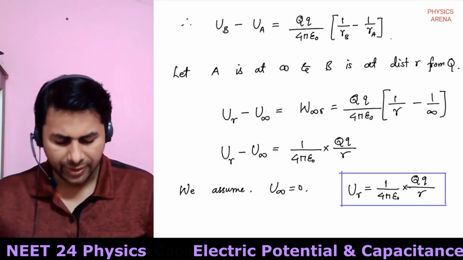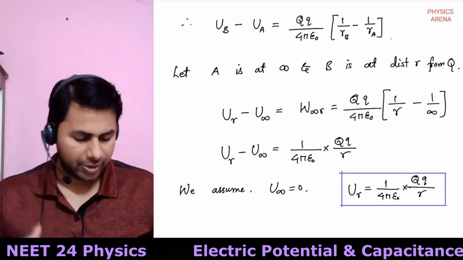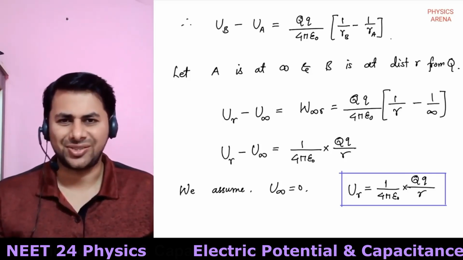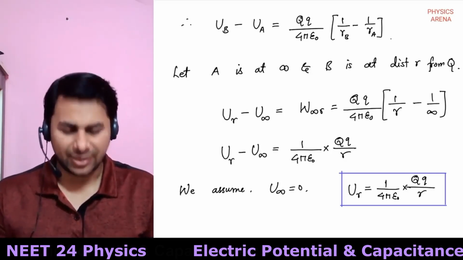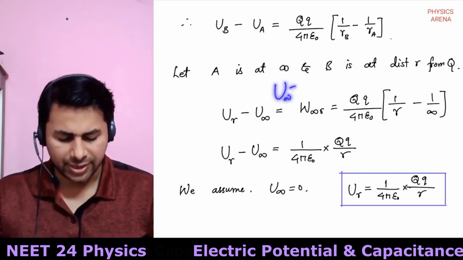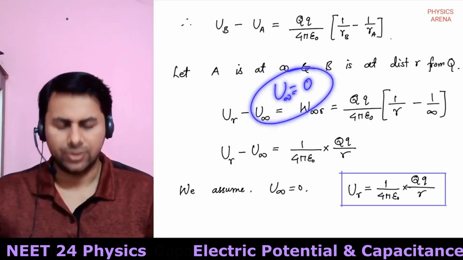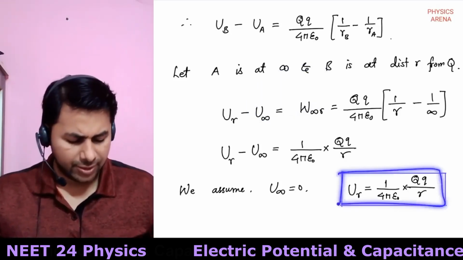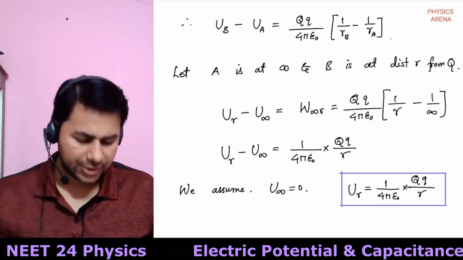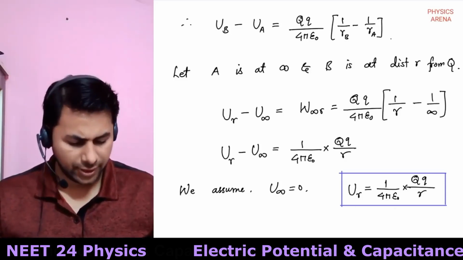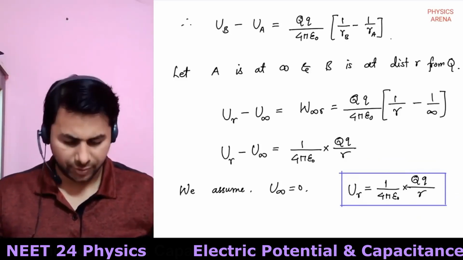What we can't define, we can't find out: the exact potential energy. We can find out only the difference, and that's why for convenience we define that the potential energy at infinity is equal to 0. This is just for convenience, so that we get a simple formula for potential energy when two charges are separated by distance r. And this is that formula.